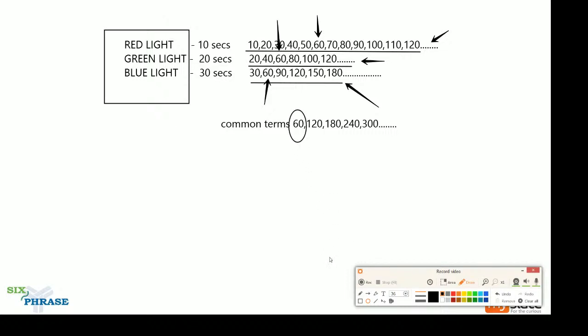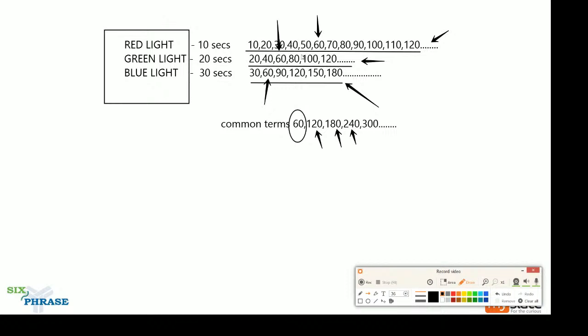Do they meet only once? No, they meet a second time. The second time they meet will be at 120 seconds. The third time will be 180. The fourth time will be 240. And it goes on like this. But the important thing is the common terms. The first common term is 60.